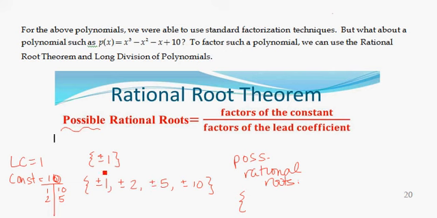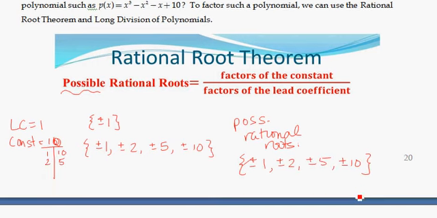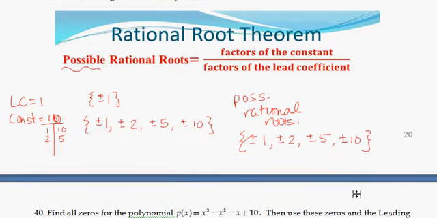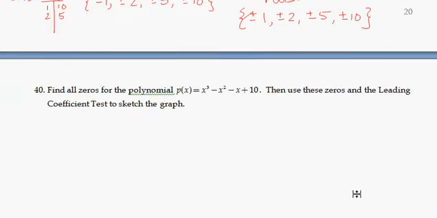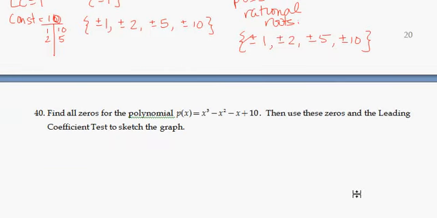Well, if I take plus or minus 1 and I divide it by plus or minus 1, I'm still just left with plus or minus 1, and then again plus or minus 2, plus or minus 5, and plus or minus 10. Okay, so now what we're going to be asked to do is to find all of the zeros for this polynomial. So I'm going to leave the possible roots right there. So we want to find all the zeros for this polynomial and then use these zeros and the leading coefficient test to sketch the graph.